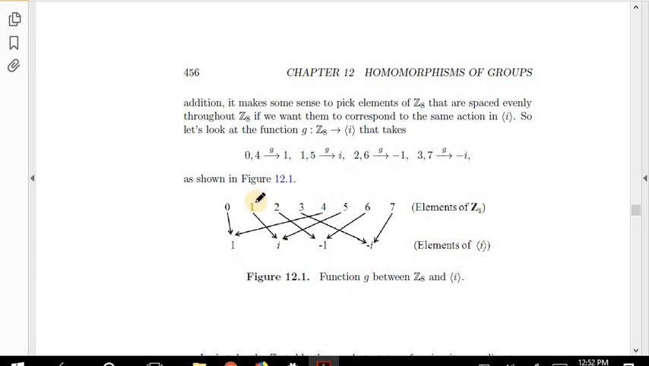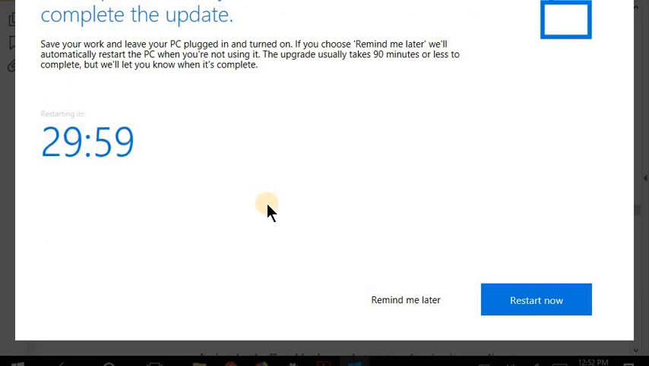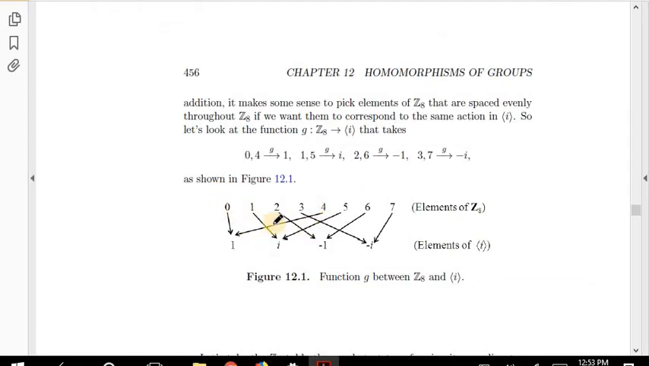And here we're kind of flying by the seat of our pants. Let's just make this choice: what goes to 1 is 0 and 4. What goes to i is 1 and 5. What goes to -1 is 2 and 6. What goes to -i is 3 and 7. So here we kind of have an even spacing. This seems to be a regular way to associate elements of Z8 with elements of the cyclic group generated by i.